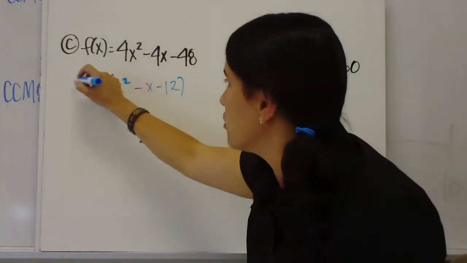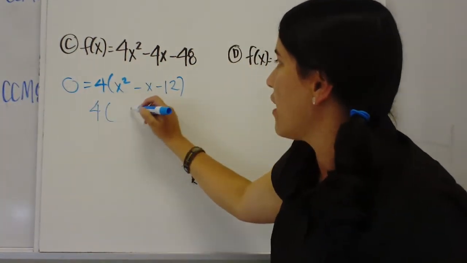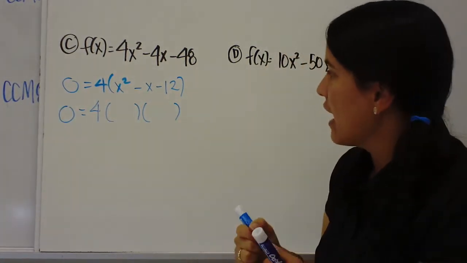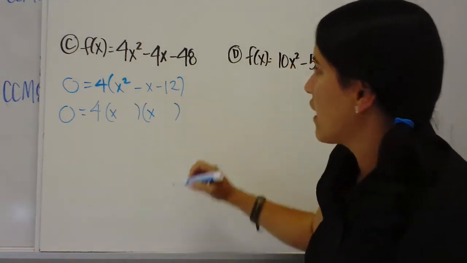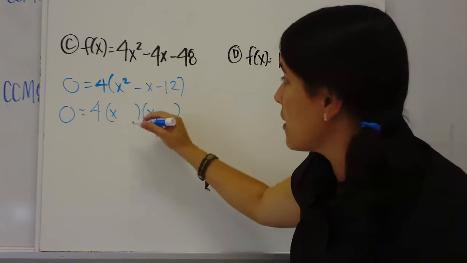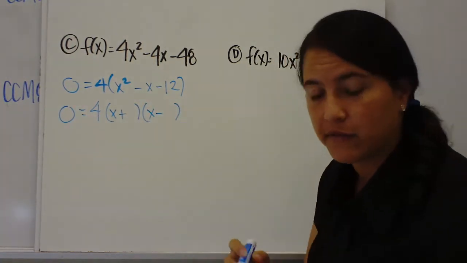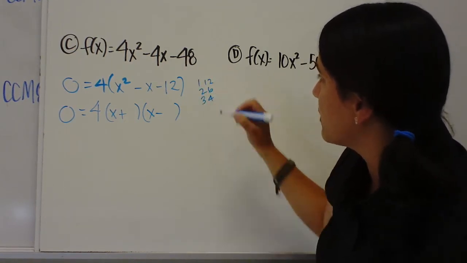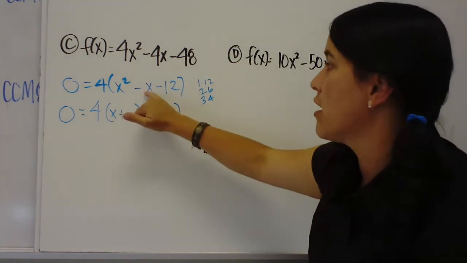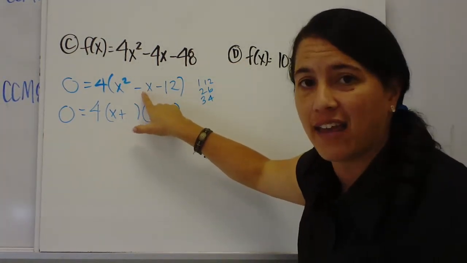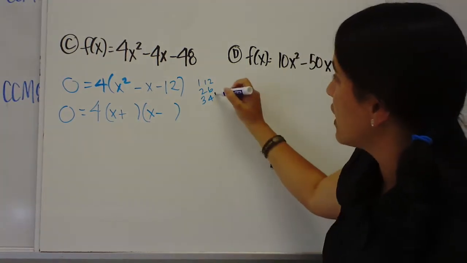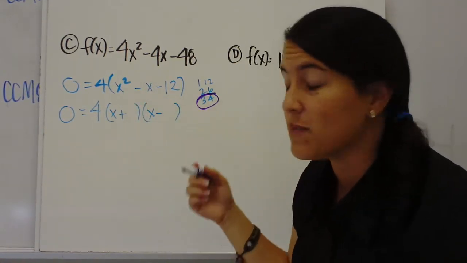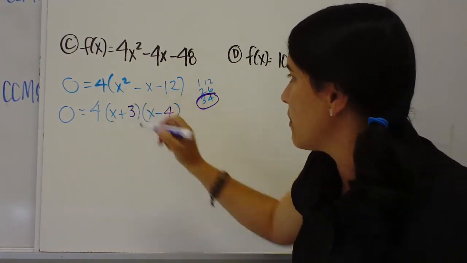Now I have something that looks a little more manageable. You bring your 4 down, and then get your two parentheses. And we're going to start with x. And this last one is a negative, so that means we're going to have one positive and one negative. Now I need the factors of 12. 1 and 12, 2 and 6, 3 and 4. Which factors would come out to give you a negative 1? When you look at the factors, we can get a 1 using 3 and 4. Since we want a negative 1, that means our 4 needs to be negative, and our 3 needs to be positive.